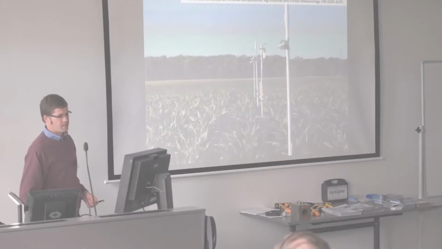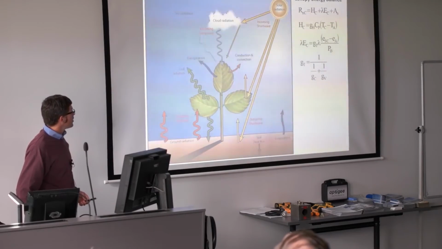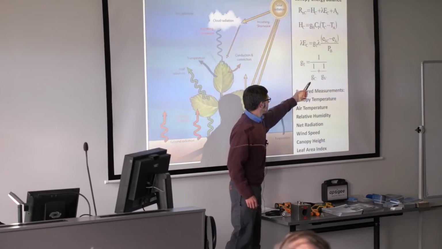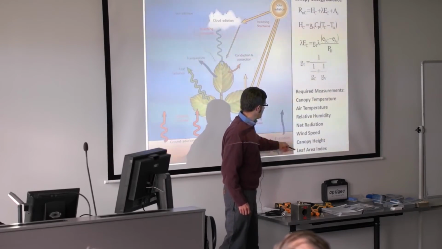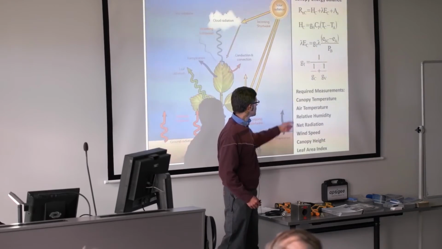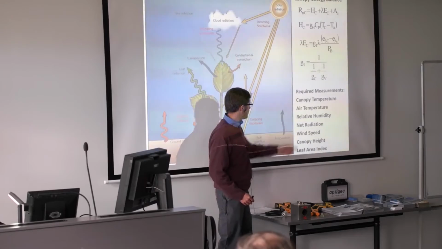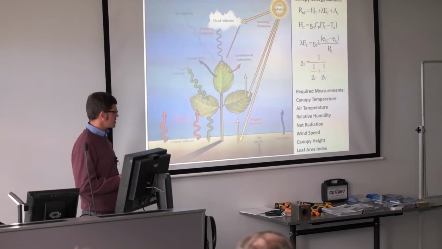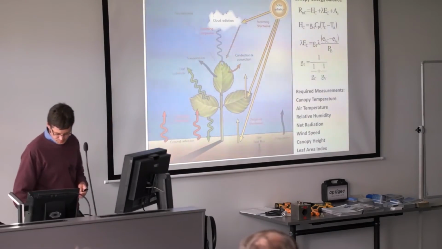Everything is described in the paper on this slide, and if you're interested in the paper, I can easily send you a PDF of it. But when we do that, it gives us an equation that calculates plant canopy stomatal conductance if we have these measurements or estimates. And so we have to have the canopy temperature, air temperature, humidity, radiation, wind speed, and then some information about the height of the plants and the leaf area index.